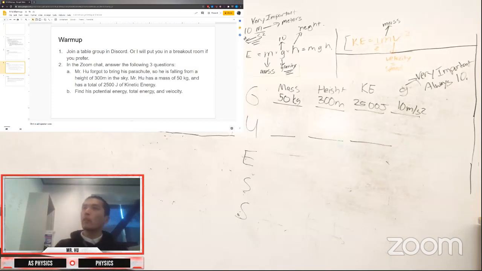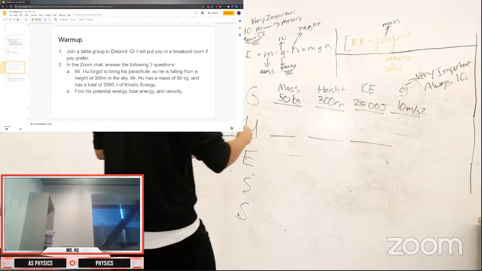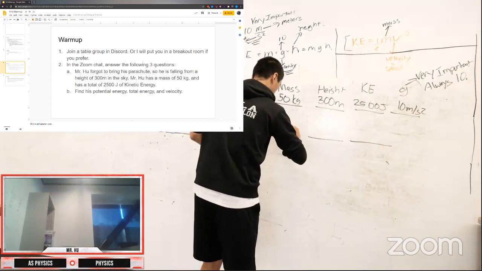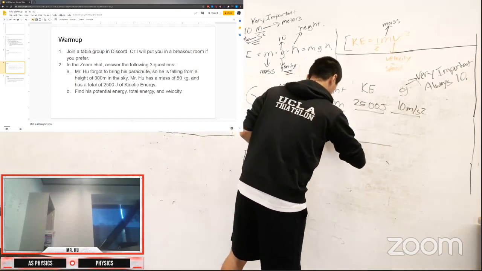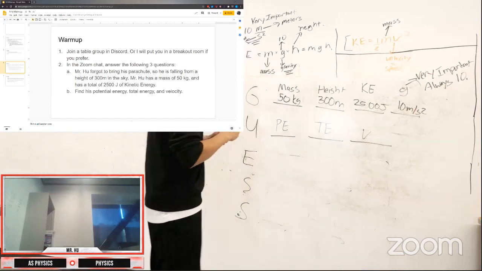We're just slowing down a little bit so that everyone can clearly see how we're doing this. So we've got James in here. James has done a great job of identifying what we're trying to find. So what we're trying to find here is our potential energy, our total energy, and our velocity. Okay, great work.